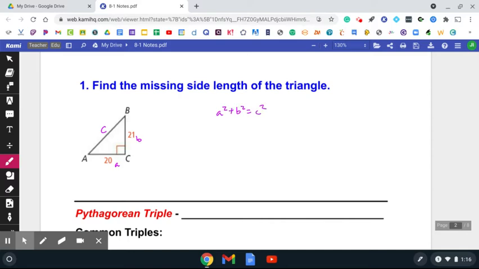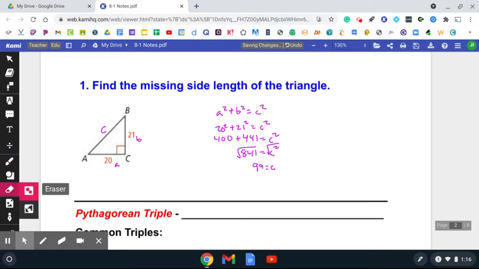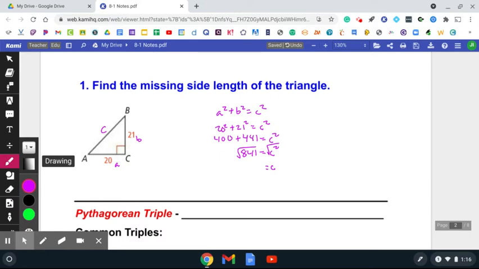So I decided to call my A value 20. So we'll do 20 squared plus 21 squared equals C squared. 20 squared is 400. 21 squared is 441. And we've got C squared there. We'll add those together. And then in order to undo a square, we're going to take a square root. And it should come out to be 29 as our missing side. So this guy is going to be 29.